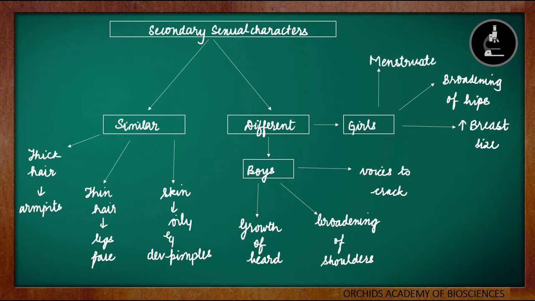What is menstruation, we will also discuss in detail. So these are the changes in girls. Their breast size increases, the hips start to broaden, and even the thighs broaden. They start to menstruate at this period.